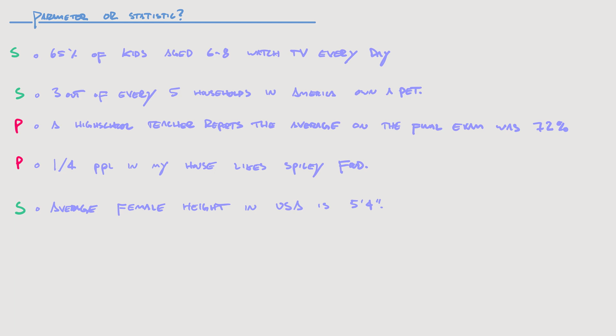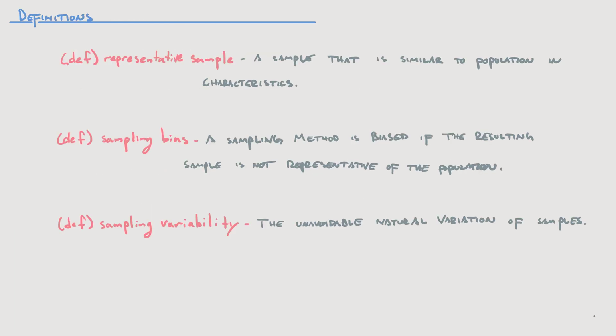The last one I said was a statistic because it says the average female height in the USA is 5 foot 4 inches. And again, unless every single female in the entire United States was measured, then this is a statistic. Okay, so to get some of this stuff in writing, a representative sample is a sample that is similar to the population in all characteristics.